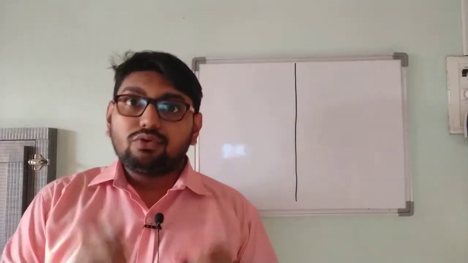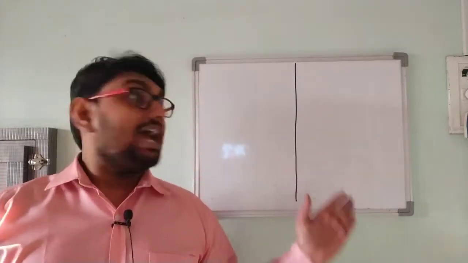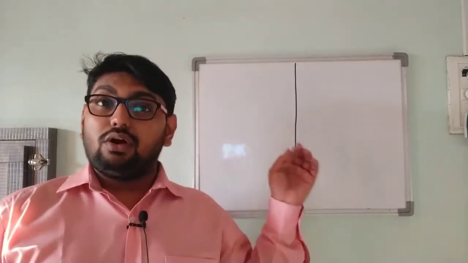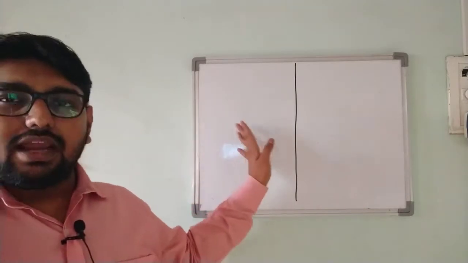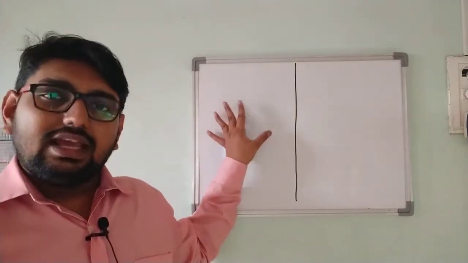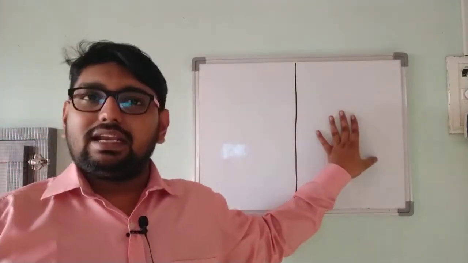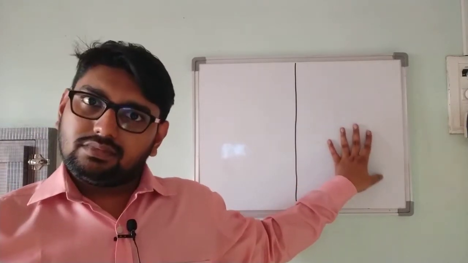I have divided my board into two parts. You don't have to divide your page into two parts. I am dividing my board because I have to fit the entire sum on one board. So you are supposed to write whatever I am writing in this order. First write whatever I am writing on the left hand side, and then write what I am writing on the right hand side. Clear? Please do not divide your page into two parts.